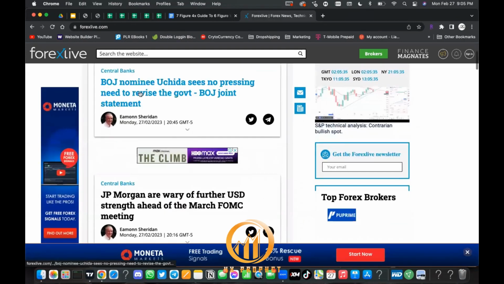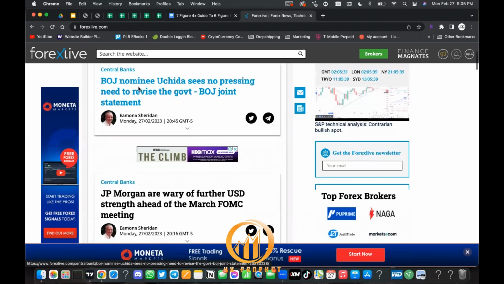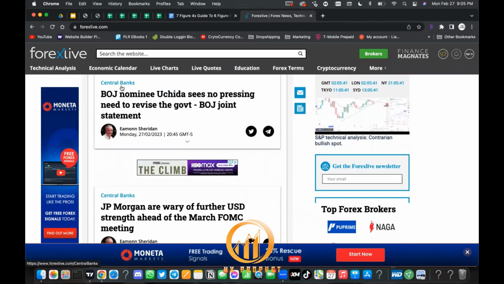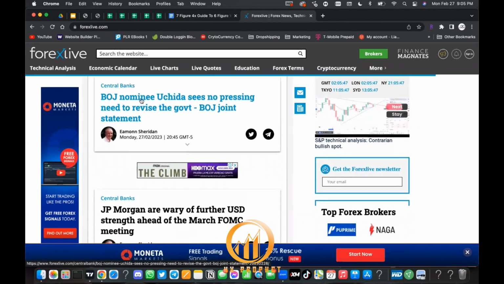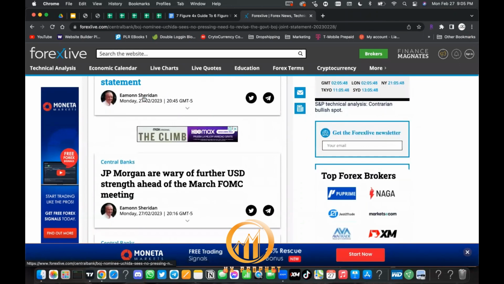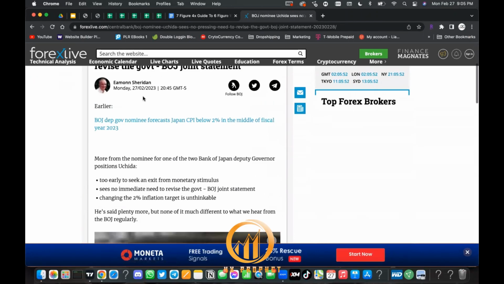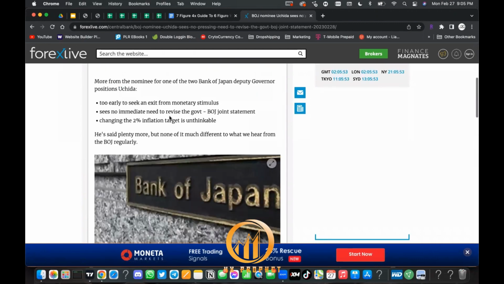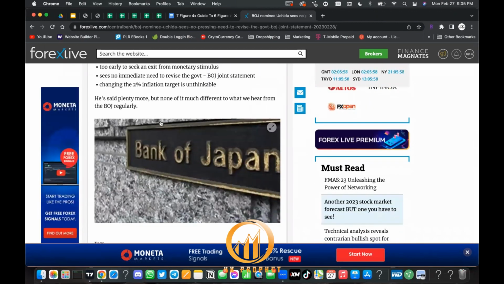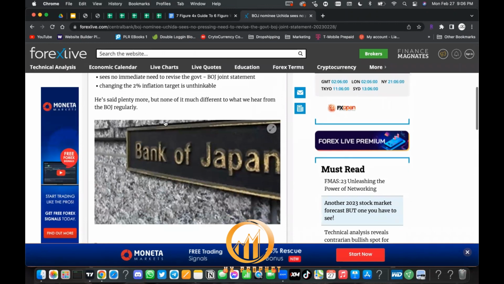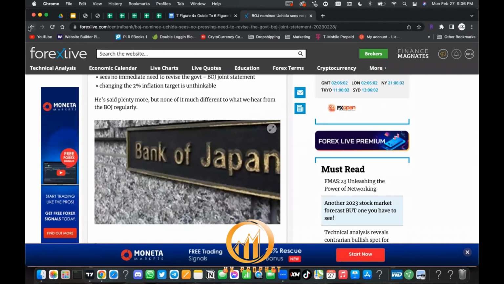But let's say right here, Bank of Japan nominee Yoshida sees no pressing need to revise the government. And then things like this, anything the central bank says is super important, okay? Central banks are super important for the currency. Central banks print money, okay? So information like this, you would be reading to basically get an understanding of what it is, especially if you're swing trading, you want to get an understanding of what's going on.